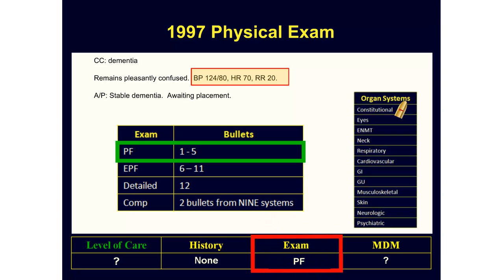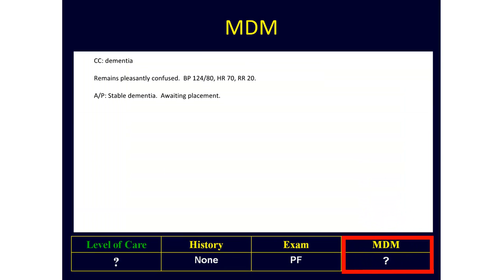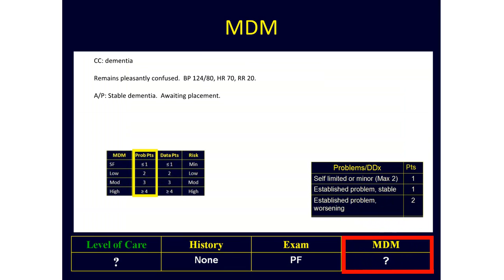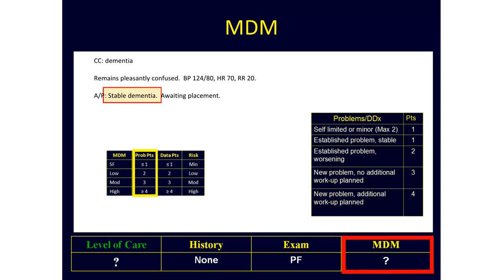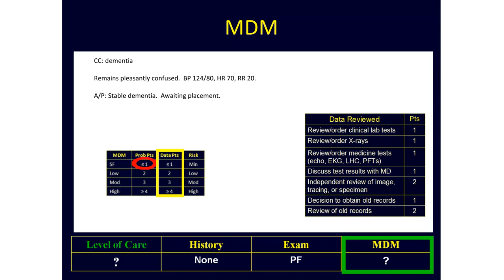The last step is to calculate the medical decision-making. Looking at the medical decision-making and starting with the problem points, here the dementia would qualify as one stable established problem, which means it's worth 1 point. So we have 1 problem point. The next step is to check the data points. Looking at the data points, we didn't review any data, so we get 0 data points.